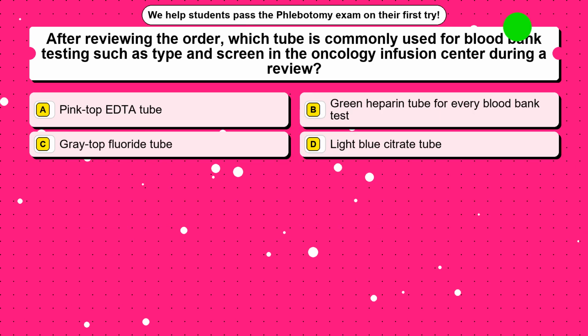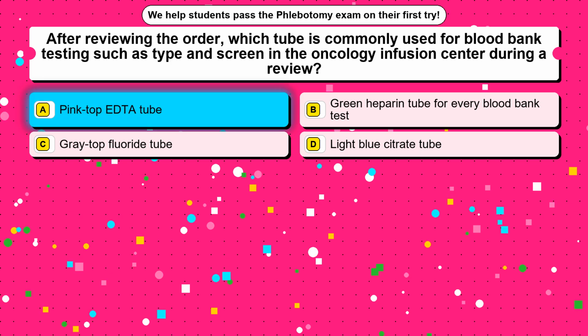Question 56. After reviewing the order, which tube is commonly used for blood bank testing such as type and screen in the Oncology Infusion Center during a review? Option A, pink top EDTA tube. Option B, green heparin tube for every blood bank test. Option C, gray top fluoride tube. Option D, light blue citrate tube.